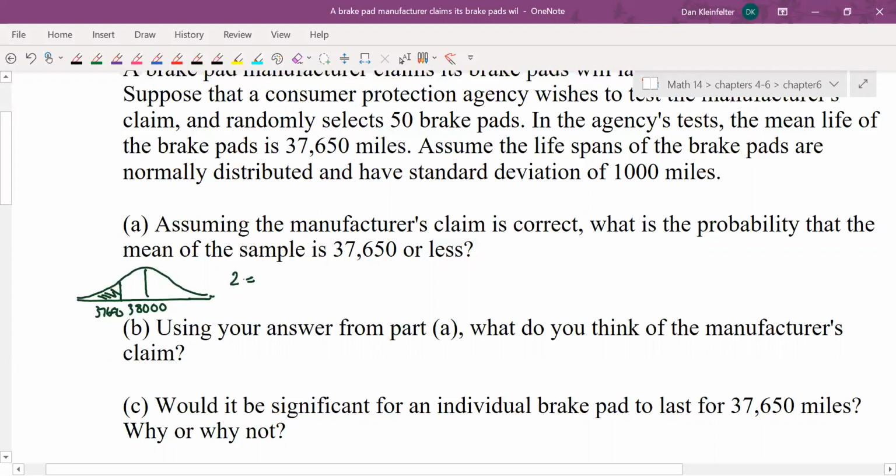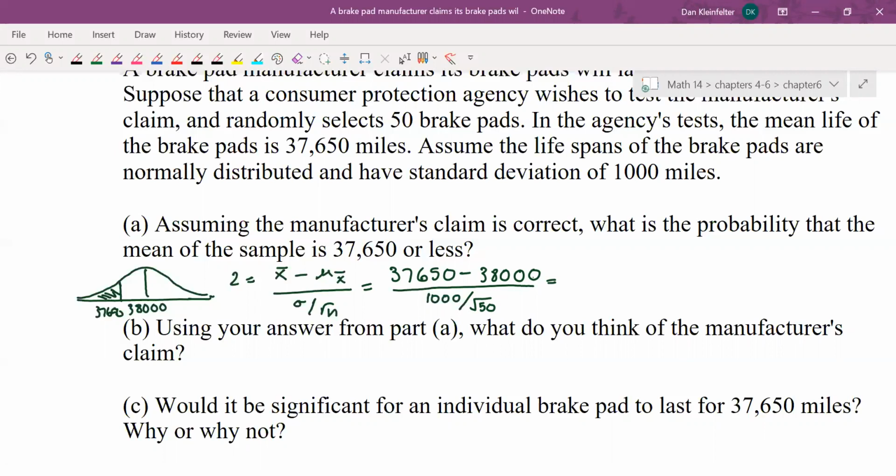So we're going to calculate the probability. Z-score first. We're comparing our sample mean against the mean of the sample means. We'll have to remember to adjust the standard deviation. So our sample mean was 37,650. We're comparing that against the 38,000 claimed by the manufacturer. Our standard deviation was 1,000 miles. And then the size of our sample was 50. It was 50 brake pads. So let's calculate our z-score. So that's negative 2.47.